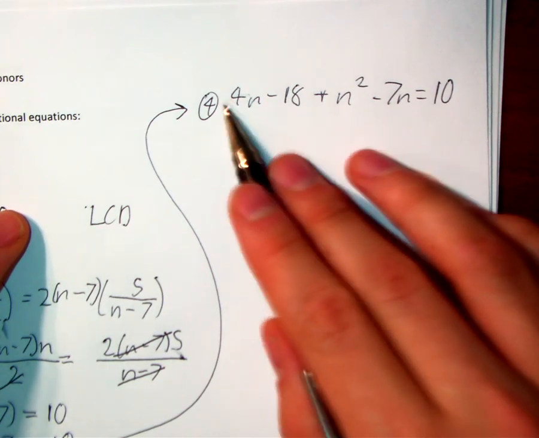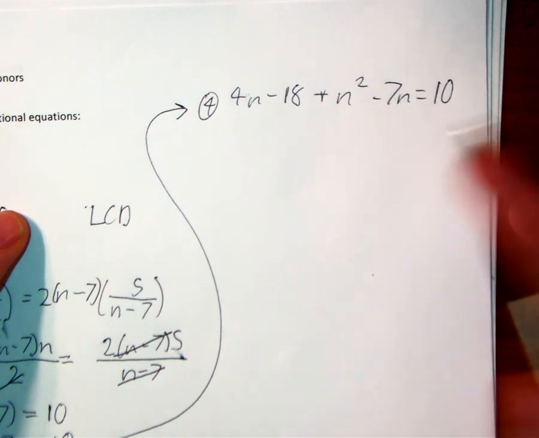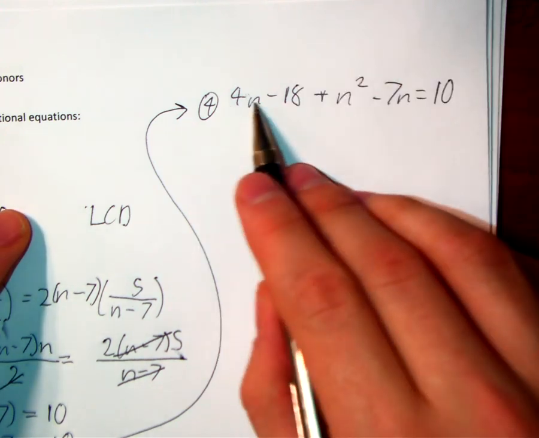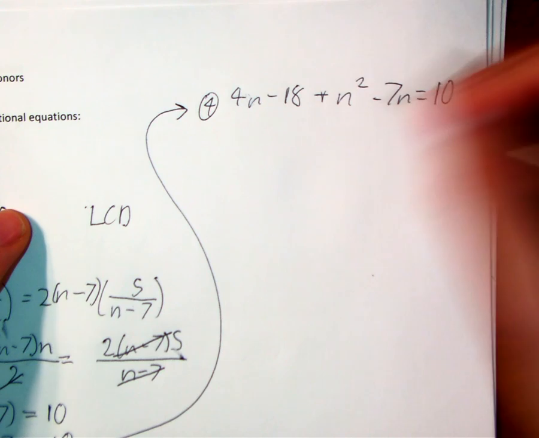I've got a 4n here. Just now notice this. And a negative 7n here. I can combine those terms. 4n minus 7n is negative 3n.